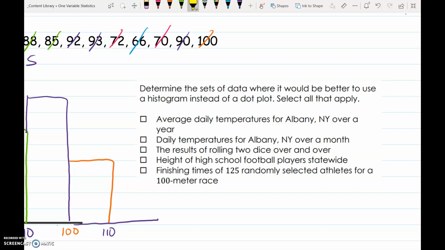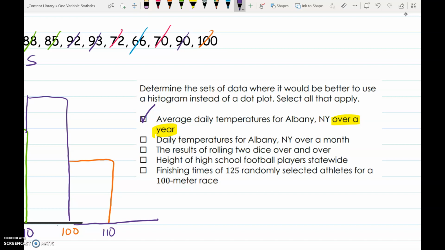Now let's think about temperatures in New York over a year. Well, it gets really cold in New York, and it also gets pretty warm in New York, so that's a pretty wide spread of data. I'm going to say, yeah, that's definitely better for a histogram. Now, daily temperatures over a month, they are not like Florida where it's 50 one day and 85 the next. So I think daily temperatures is probably going to be better suited for a dot plot. It's not a wide range of data.